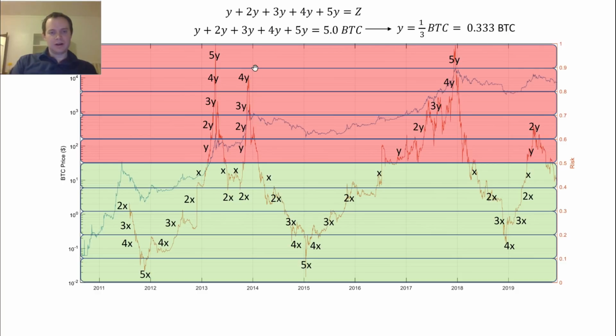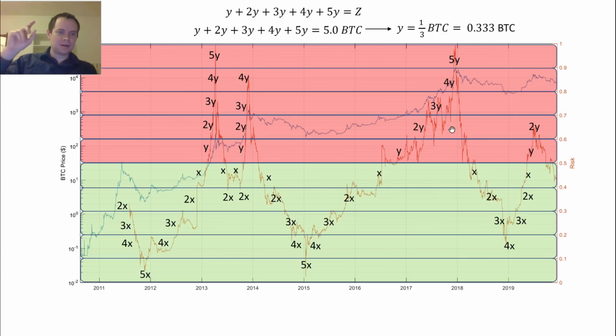Another reason why it's hard to sell on the way down is because you don't really know where the way down is. I mean, you could have said this was the way down here, and then you would have sold 2Y, and then you would have sold Y, and then it would have gone back up, and then you would have had less Bitcoin. It also came down again here.